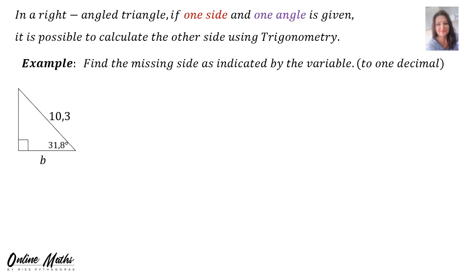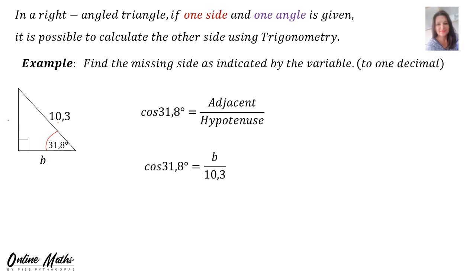Find the missing side as indicated by the variable. Now we go to the angle and then we start with sin and we say, what is sin's ratio? Sin's ratio is opposite over hypotenuse, so that one won't work. Then we try cos. Cos's ratio is adjacent over hypotenuse. That one will work. And then now we're going to substitute in the values. So cos 31,8 equals, and adjacent is b over, and the hypotenuse is 10,3.